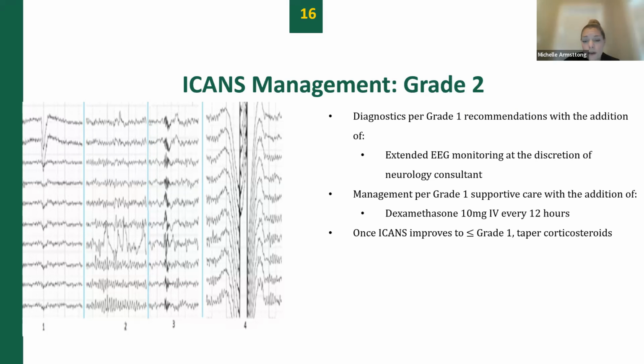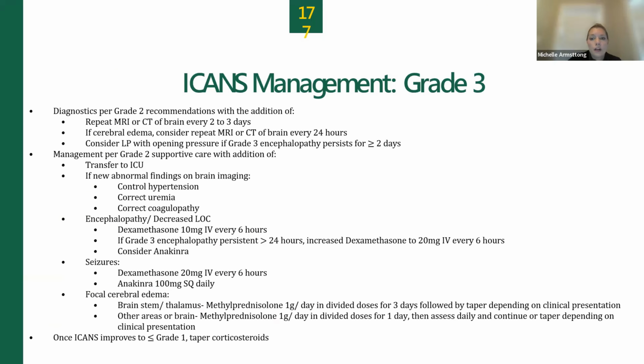As far as management goes, you're going to continue everything that you're doing for grade 1, but instead of assessing every 6 hours whether or not you're going to give the dexamethasone, go ahead and schedule it for every 12 hours. And then once their ICANS improves to less than or equal to grade 1, then you can start to taper the dex. So grade 3 management for ICANS. Like I said, people typically land on grade 1 and they either stay there or they're going to escalate, and they're going to do it pretty quickly to grade 3.